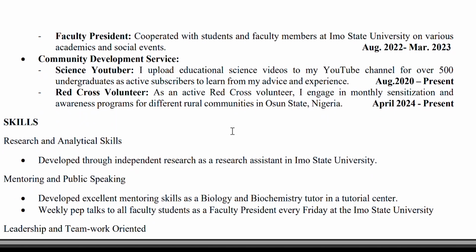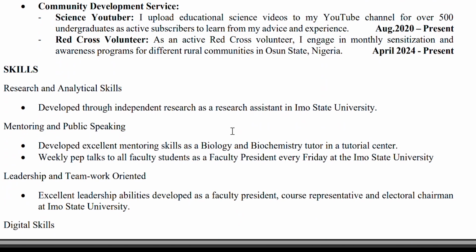Thank you so much. Now, Red Cross volunteer, which is what I'm still doing. I'm still a volunteer. I'm a CDS president. I believe I've talked about that. I'm a CDS president for my Red Cross group here in Osun State. So we volunteer, we engage in monthly sensitization and all that.